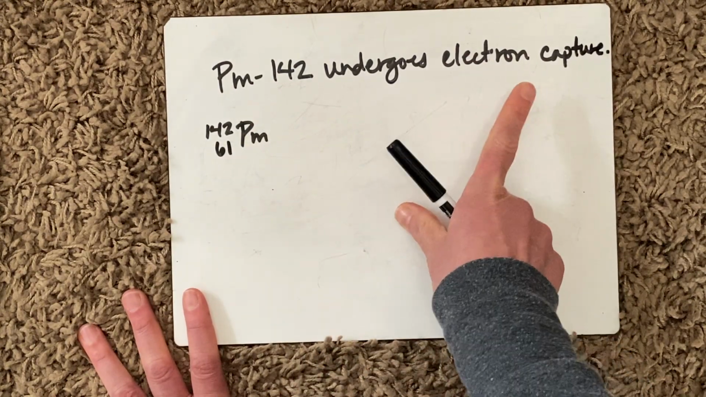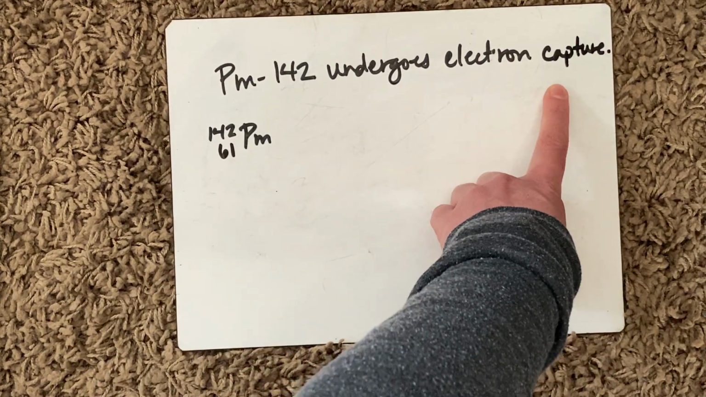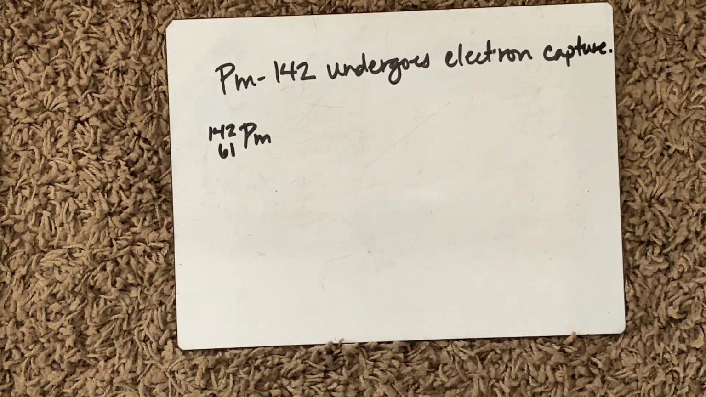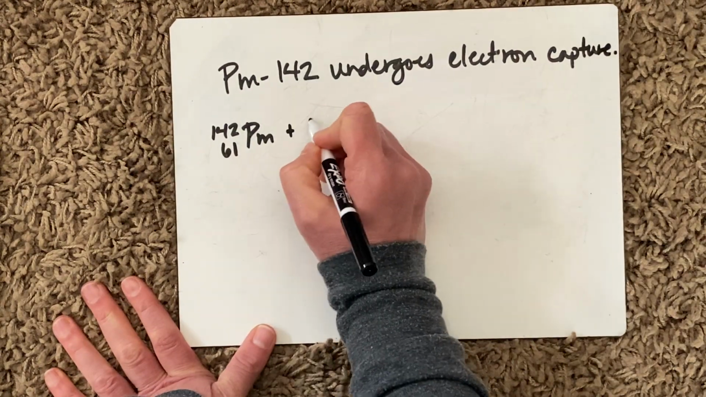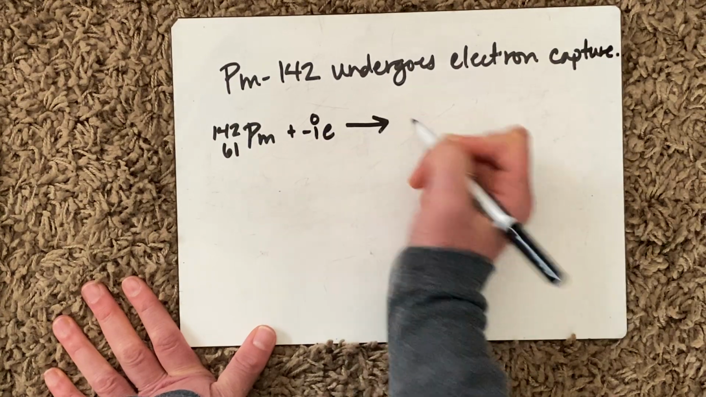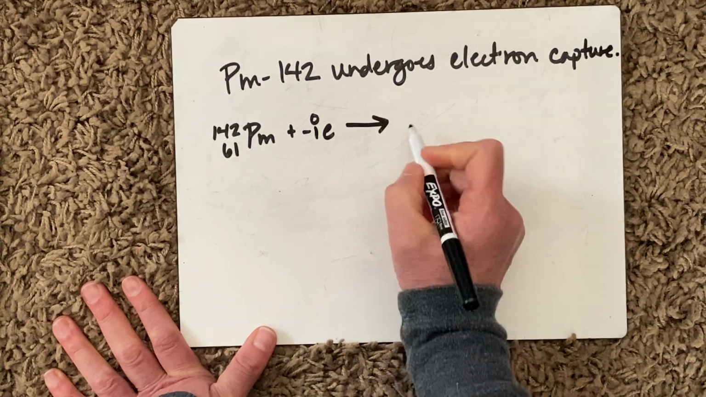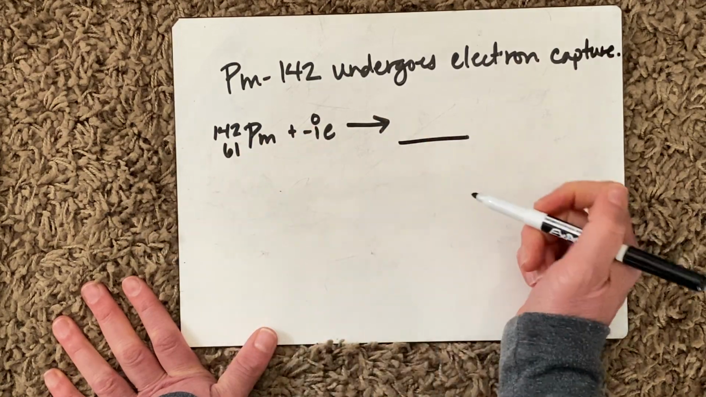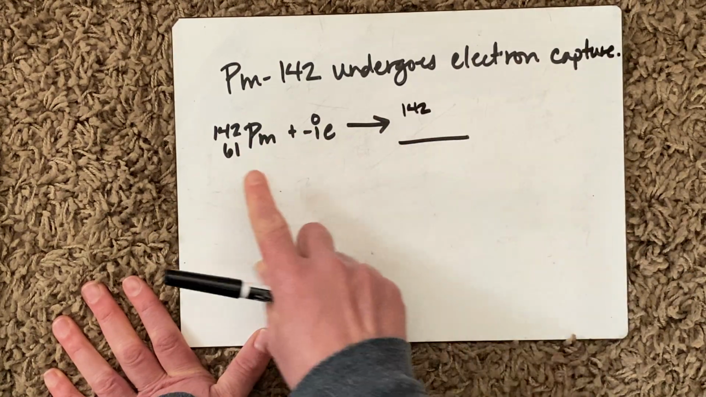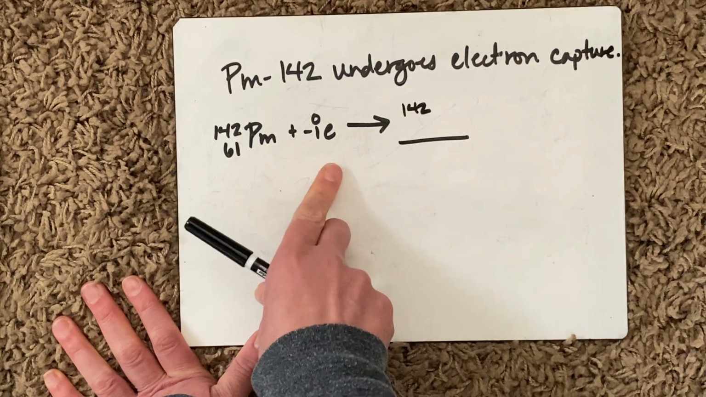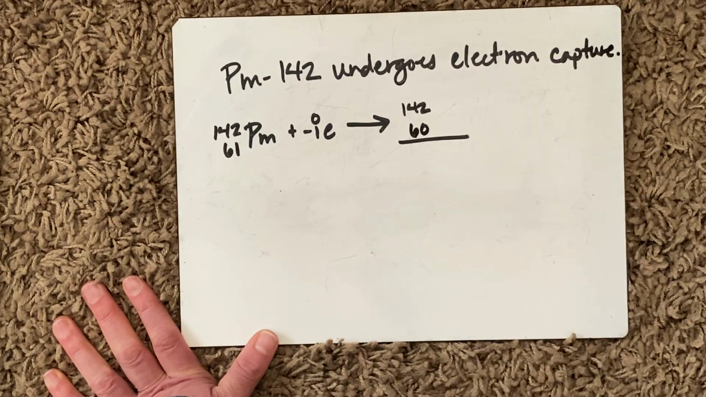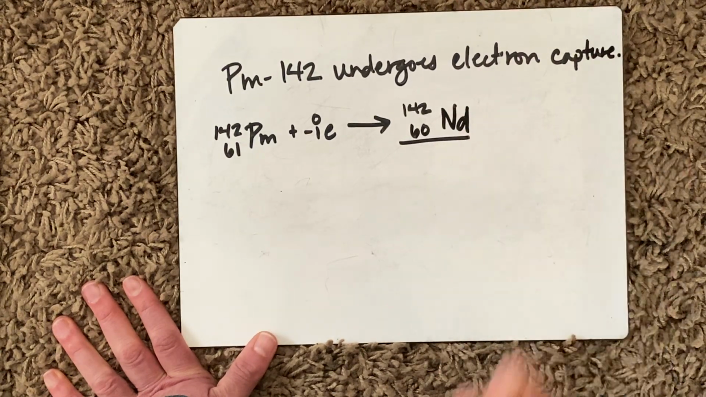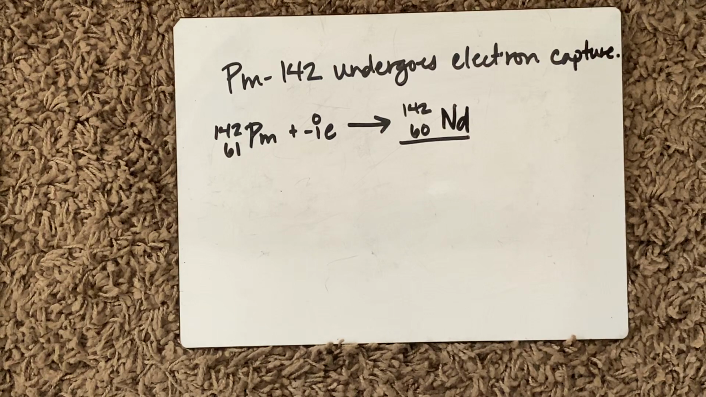So whenever you see the words capture or bombardment, that means that you're going to add it to the reactant side, the left side. So we're going to go ahead and add an electron to that left side, and then go ahead and solve for the product side. So right here, 142 plus 0 equals 142. 61 minus a -1, okay, remember this is tricky, is going to be 60. So the element for 60 is Nd, and that would be your nuclear equation for that example. Let's do another one.